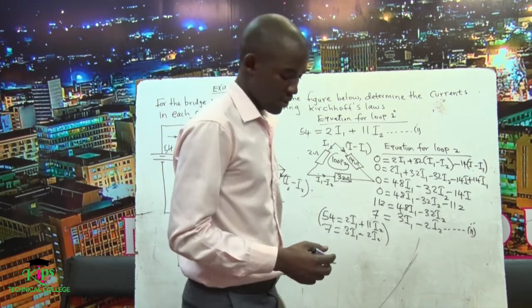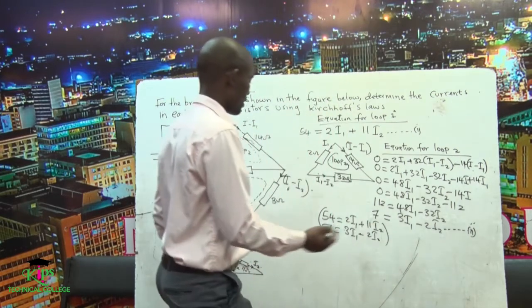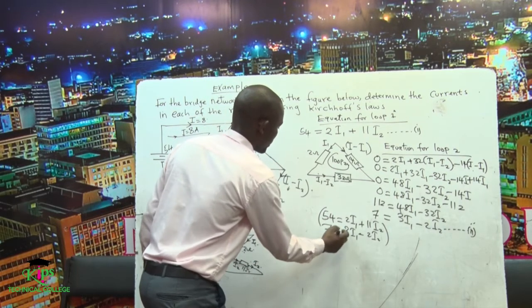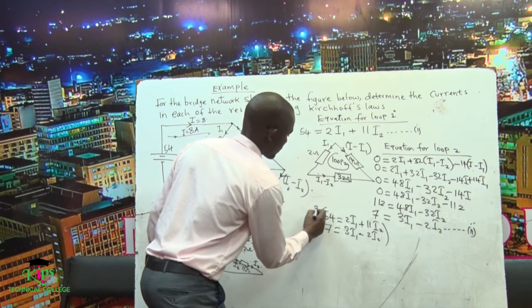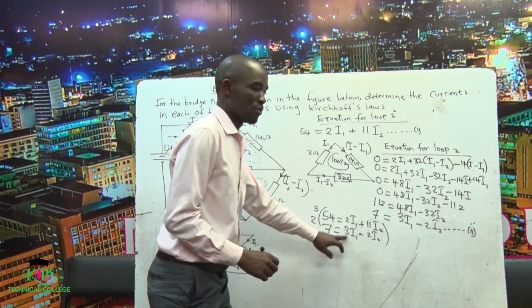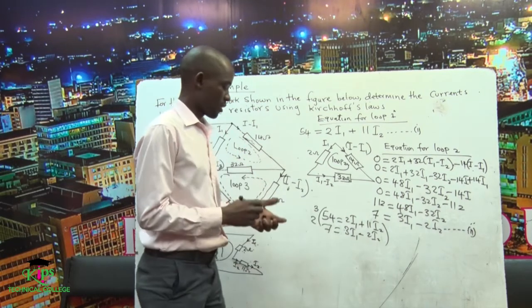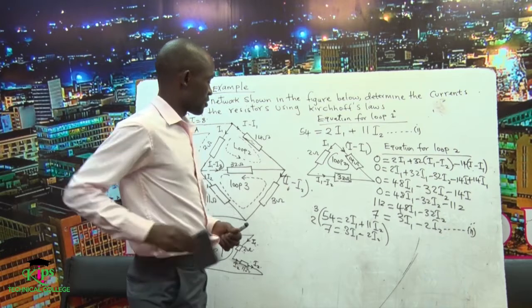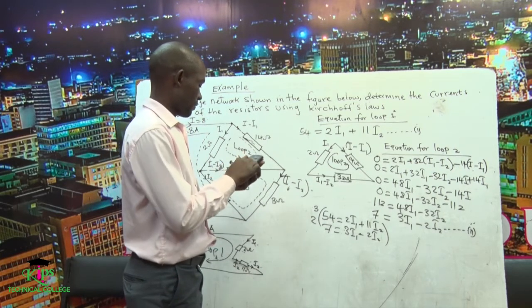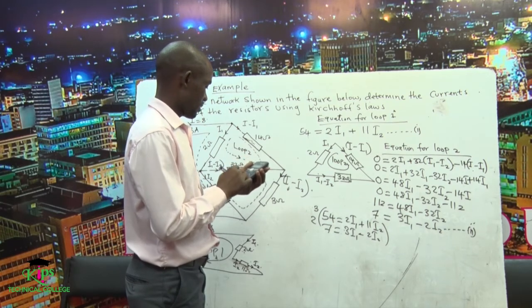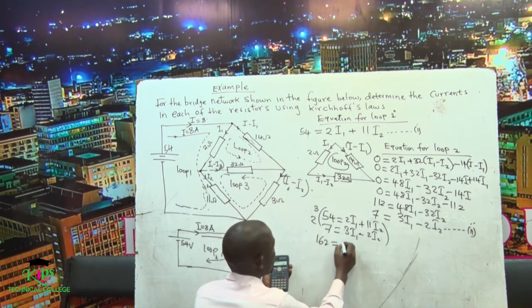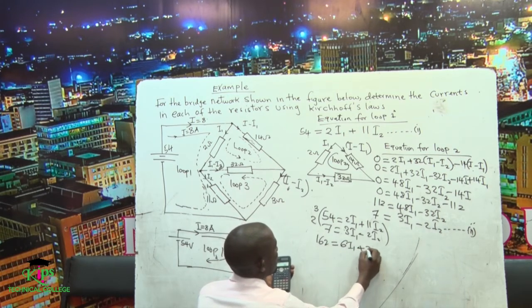So let us use elimination, whereby you interchange the coefficients of the unknown that you want to eliminate. Maybe you can say this is 3 and this is 2. So if you multiply across, this 54 times 3 becomes 162 is equal to 6I1 plus 33I2.